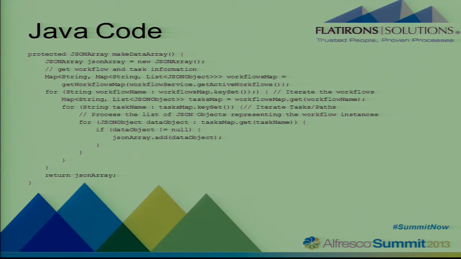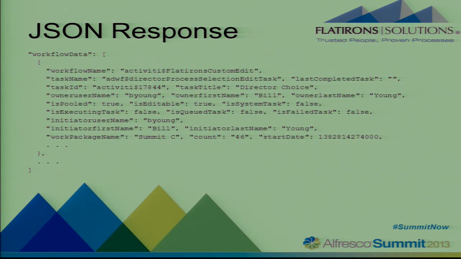So that's why we have the iteration there on the tasks. And then we're going to just build up the JSON out of the details that we've pulled for each of the workflow instances and tasks. And here's an example of the JSON response that we're going to get back.